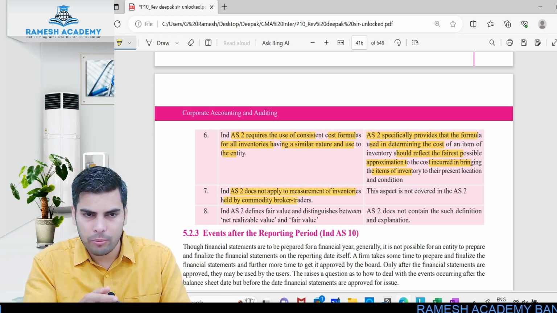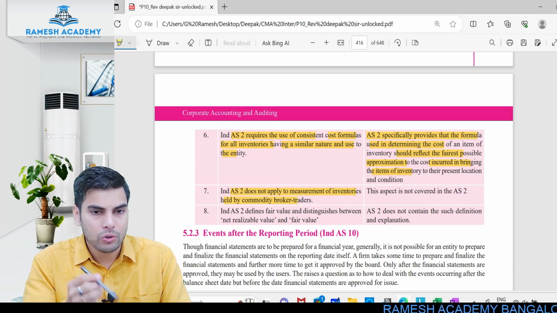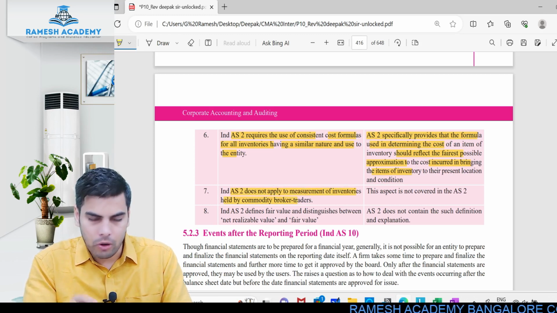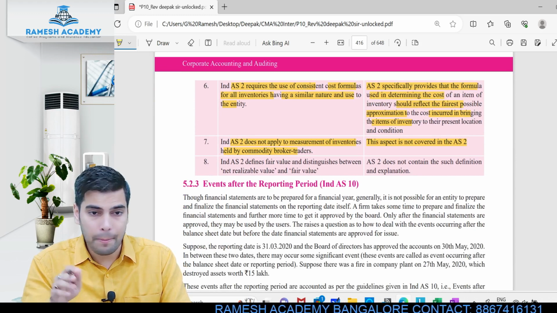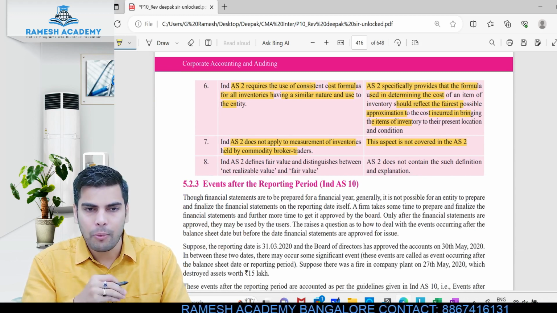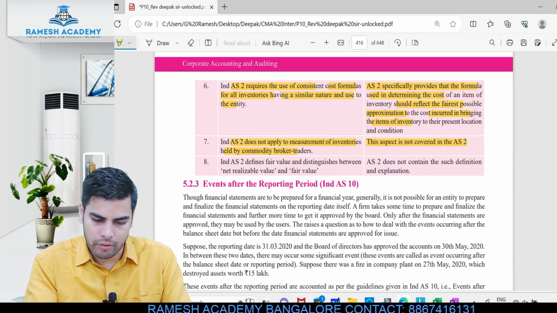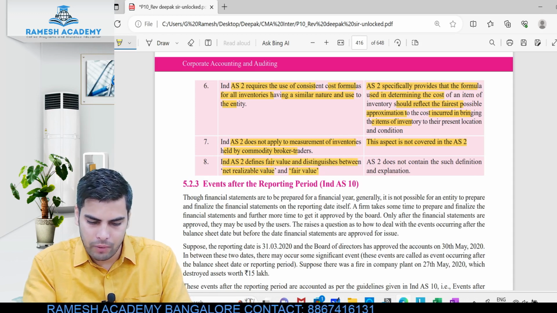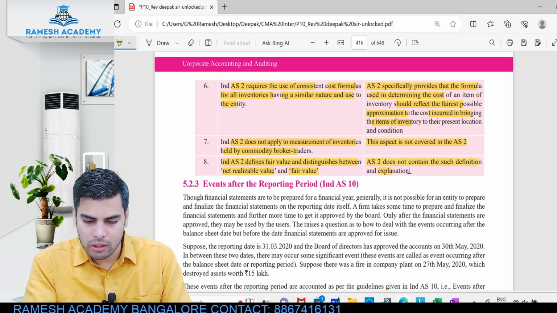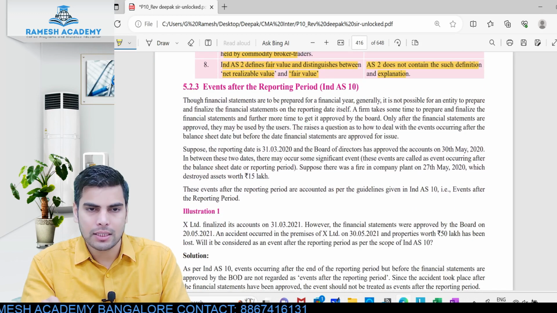Okay, commodity broker traders we already understood, right? So this is not included in the scope of Indian Accounting Standard 2, whereas this aspect is not covered when it comes to Accounting Standard 2. Accounting Standard 2 is completely silent with respect to commodities which are held by commodity broker traders. Indian Accounting Standard 2 defines fair value as distinguished from net realizable value. Accounting Standard 2 does not contain any such definition.